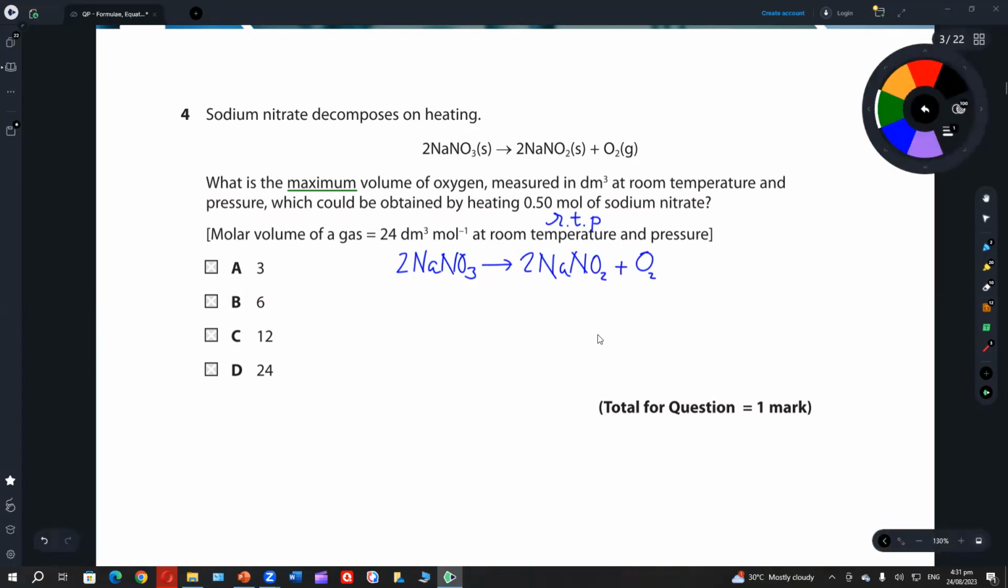So what is the ratio? 2, 2, and 1. That would be 0.5, 0.5, and 0.25. He's asking for oxygen, right? So if I put 0.5 mole here, from the ratio, can you tell me how many moles I will get here? 0.25. The ratio is 2 is to 1, it means half. Yeah, 0.25.